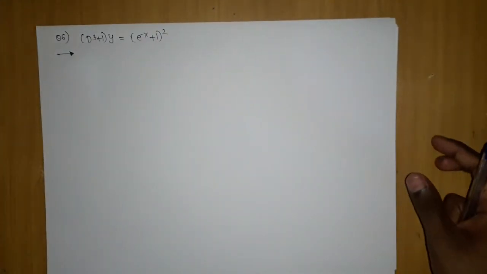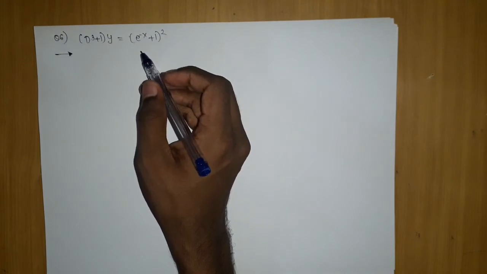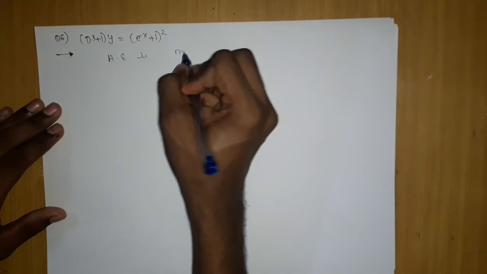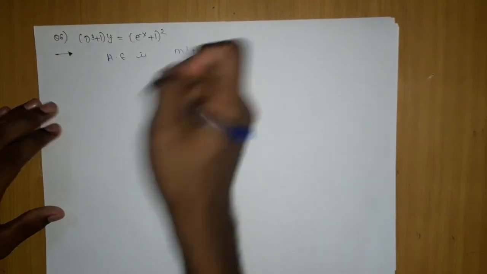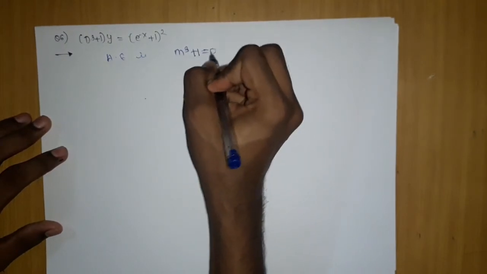Again, here the same concept of squaring and multiplying has been used. So let's do this problem. The auxiliary equation is nothing but m cube plus 1 equals 0. Let me take the pen. m cube plus 1 equals 0.